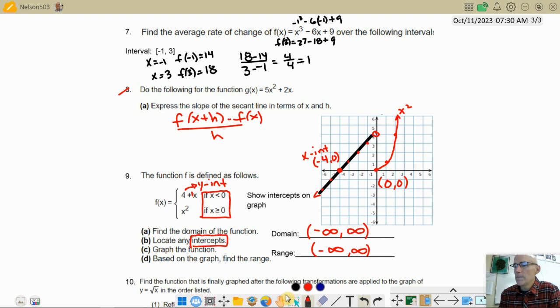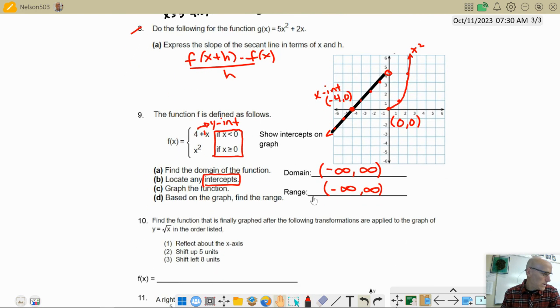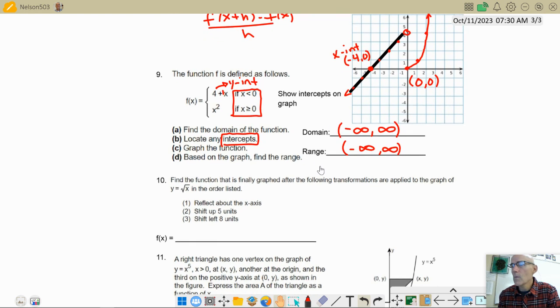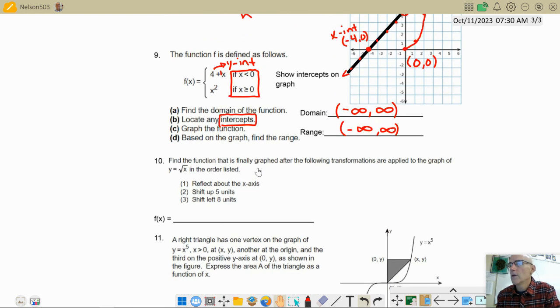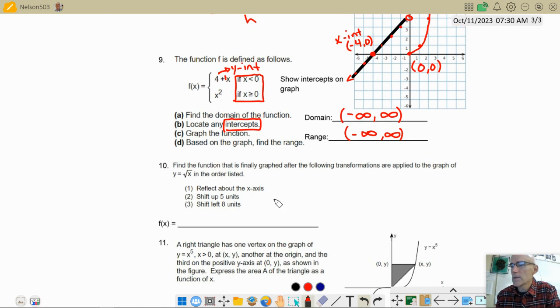All right, number 10 says, find the function that is finally graphed after the following transformations. So they want us to go in a particular order. They want us to reflect over the x-axis. So this is what reflect over the x-axis would look like. Y equals negative square root of x is going to reflect it over the x-axis. Then it says shift it up 5 units. Okay, so shifting it up 5 units is going to look like this. Negative square root of x, then plus 5, okay?